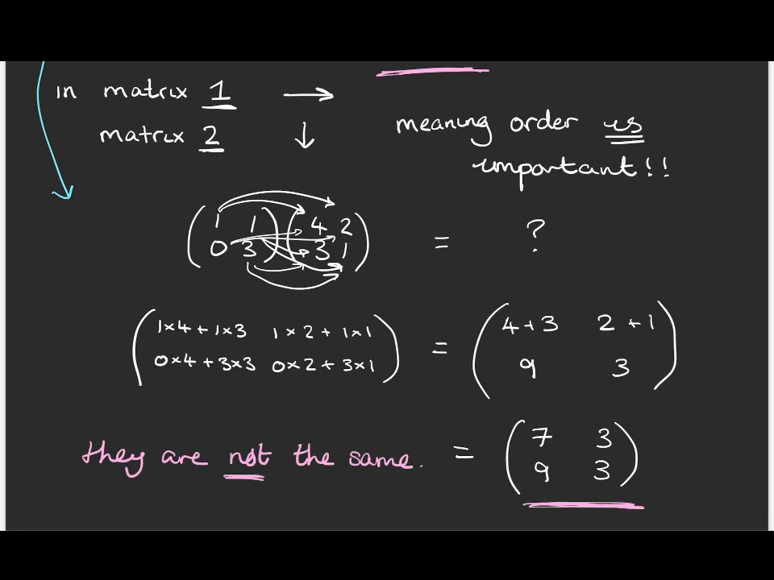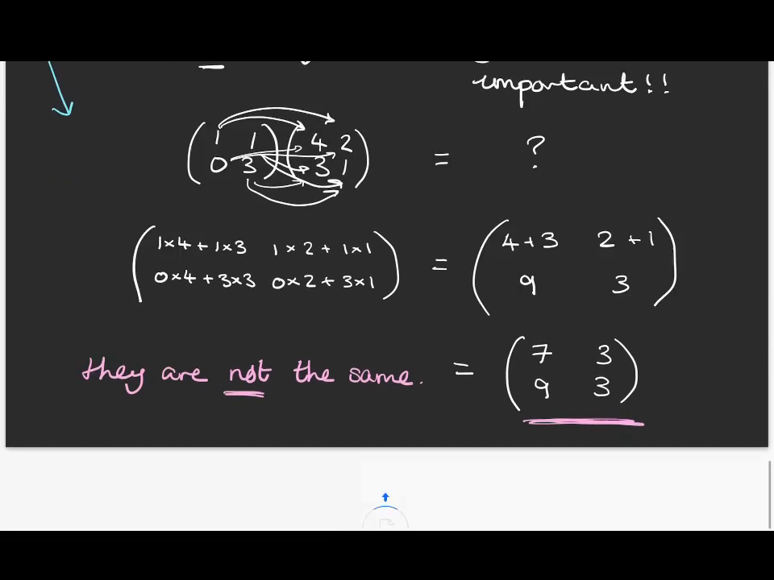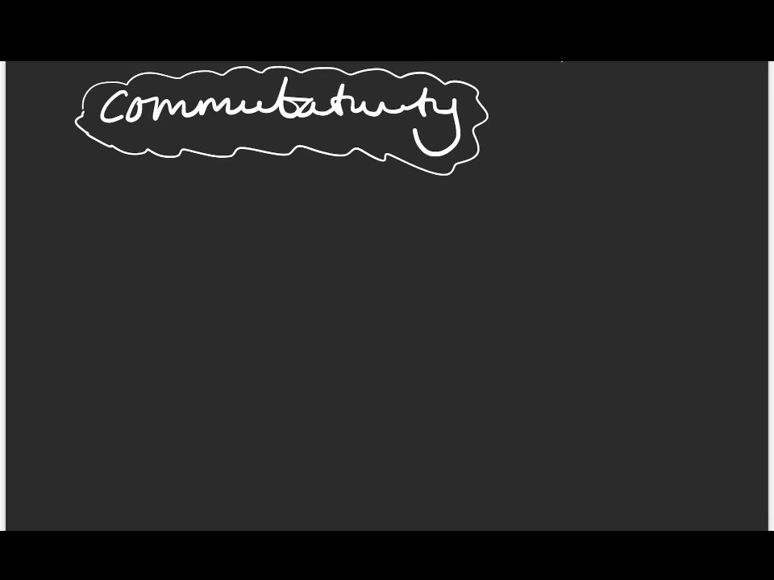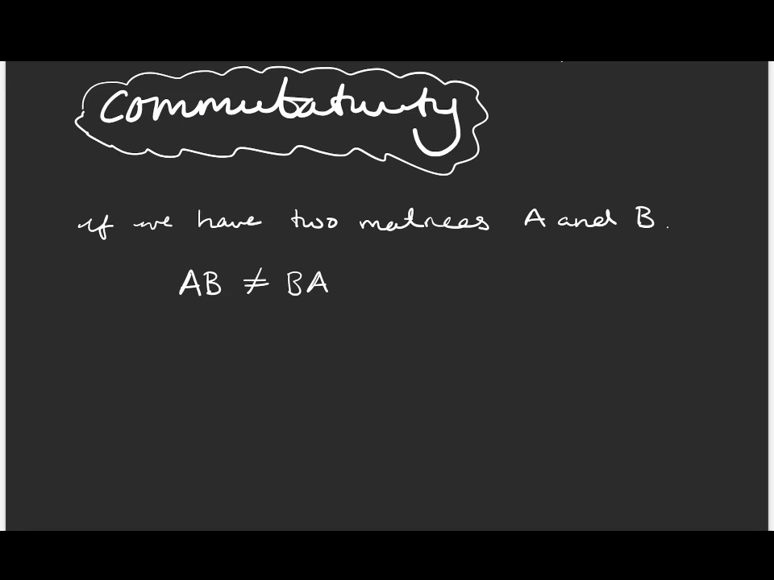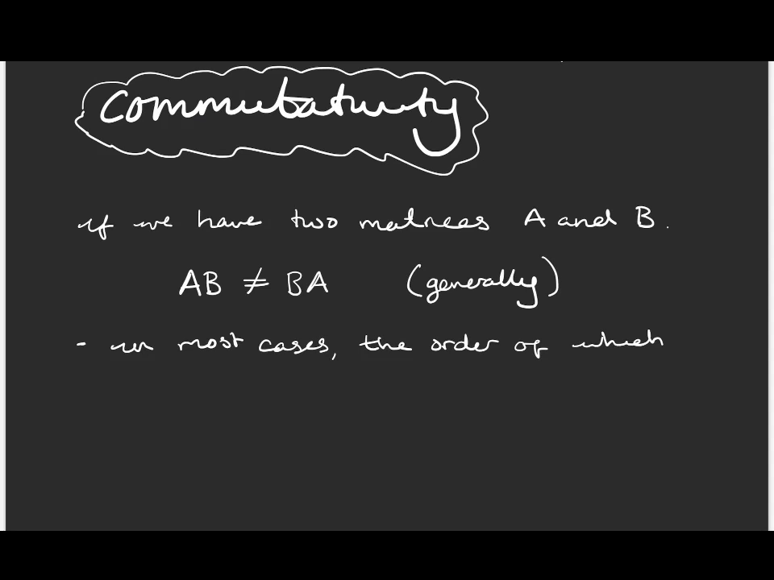And this leads into the idea of commutativity, which I cannot say, commutativity. There we go. So if we have some matrix A and we multiply it by B, as I'm just going to write out here, that does not mean that B times A equals AB, generally. In some cases you may find that it does, but in most cases you will find that the order does matter between them.